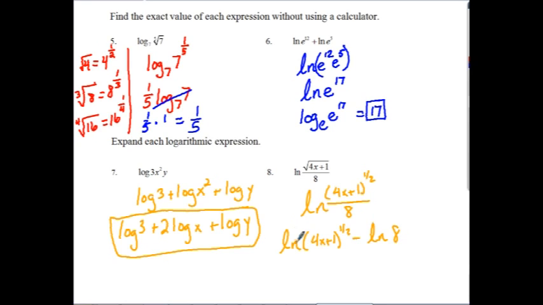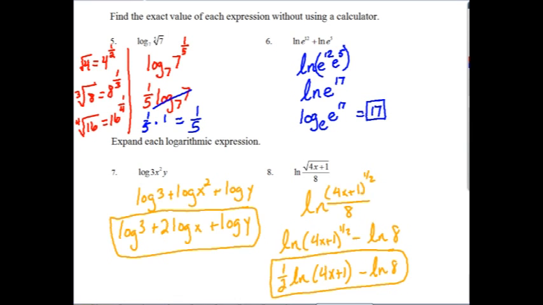Okay, and this exponent here can come all the way out in front, so it'll be 1/2 natural log of (4x plus 1) minus natural log of 8. It is important that you keep that in parentheses there, because you want to make sure you take the natural log of 4x plus 1. If you left off the parentheses, that just really means the natural log of 4x, and then that's a problem. So we want to make sure we keep that parentheses in that result right there. Okay, and that's all for that one.